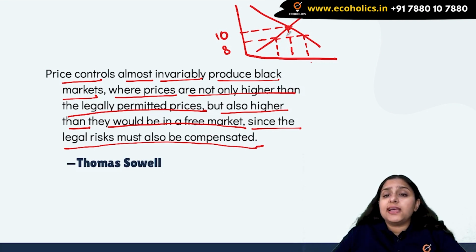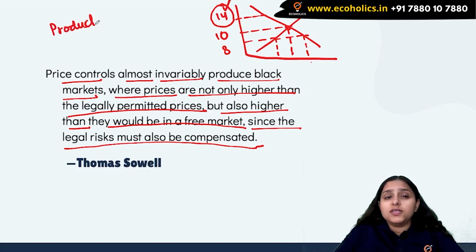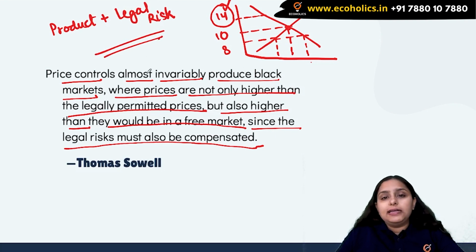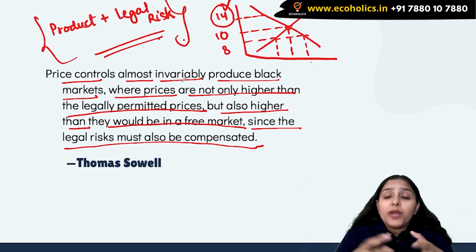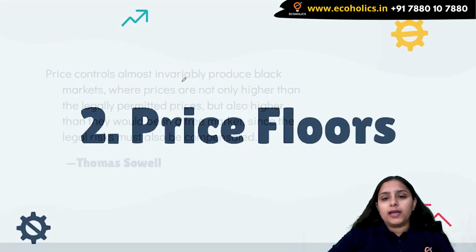They will start selling the same product at maybe, let's say, 14 rupees. The reason why they are charging 14 is because they are giving you the product which is unavailable in the market. Also, they are taking a risk. So they charge you for the product or service, as well as the legal risk they are taking to supply it illegally. So that is why they charge higher prices. So price ceiling sometimes even breaks the flow of the market as well.